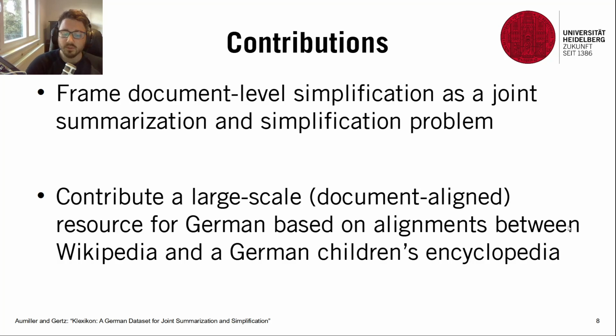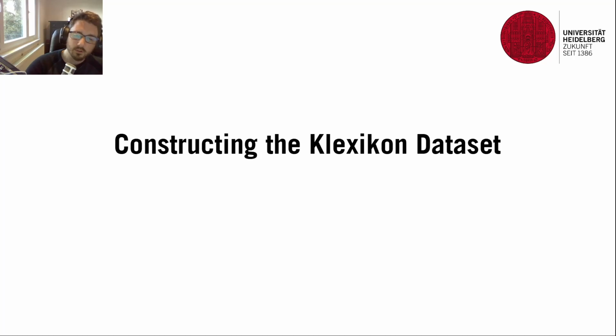So the contributions that we provide in this paper are the reframing of simplification as a document level summarization problem with a joint simplification aspect. And secondly, we contribute a large-scale resource of document-aligned articles between the German Wikipedia and a German children's encyclopedia, which we are going to mention in the next step, where we talk about the construction of the Klexikon dataset itself.